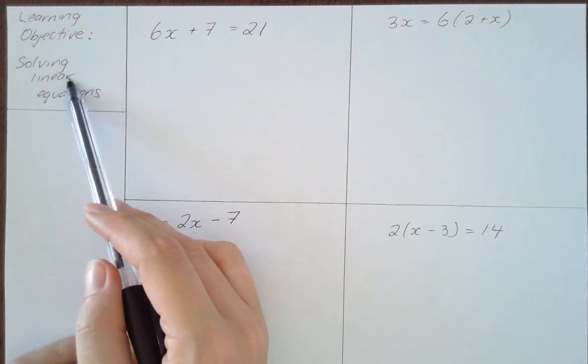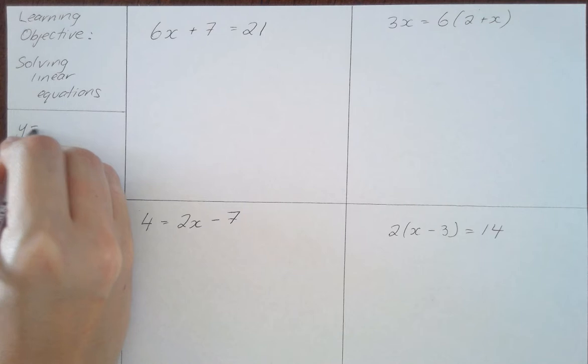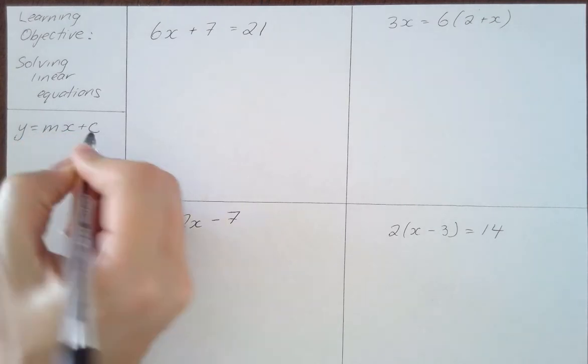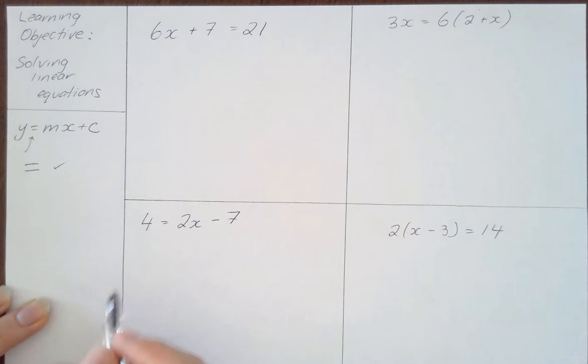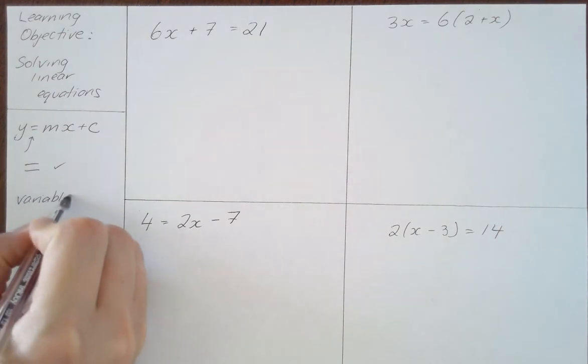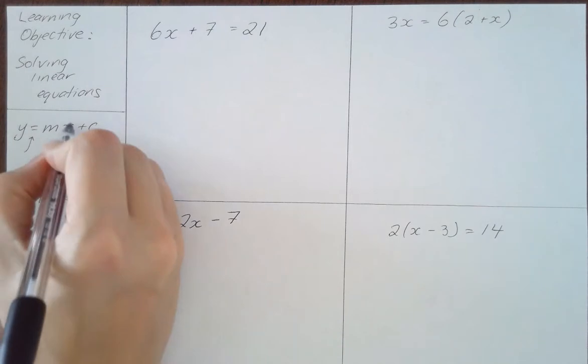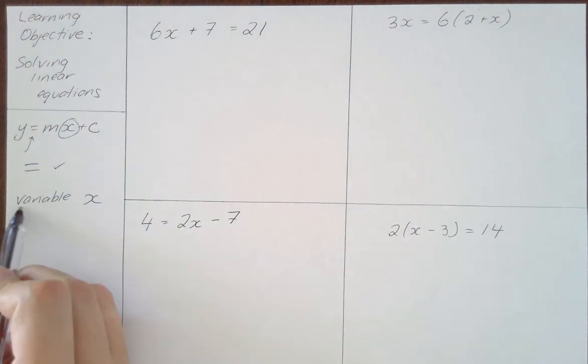In this episode we are looking to solve linear equations. Now linear equations often look like this: y equals mx plus c. They are equations because they contain an equals, they must have an equals in them, and they also contain a variable. A variable in this case is x because we don't know what it is, and it can change because it can vary, hence why it's called a variable.